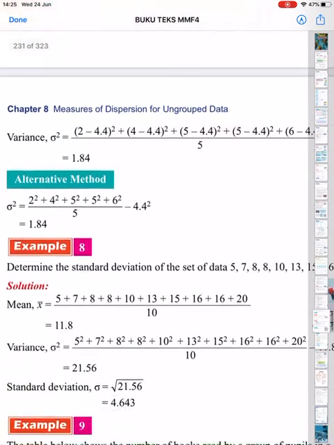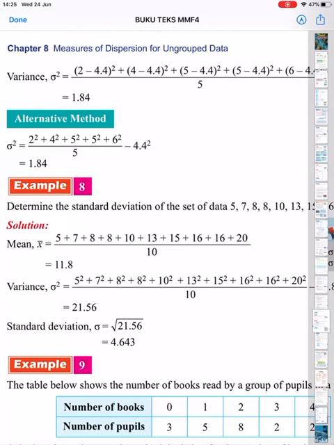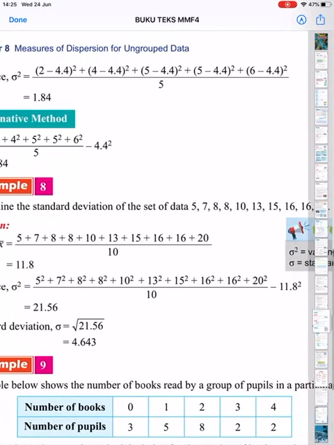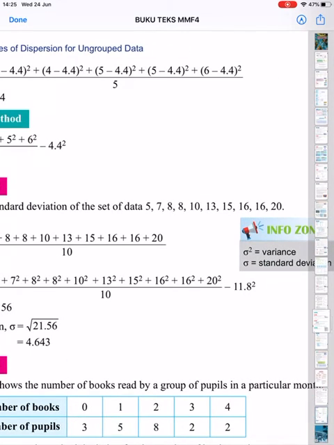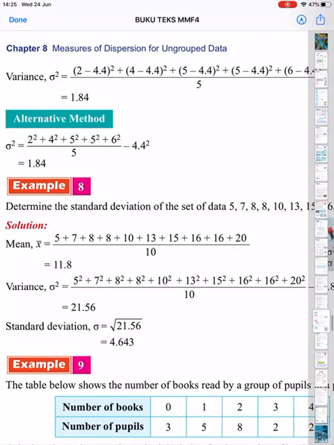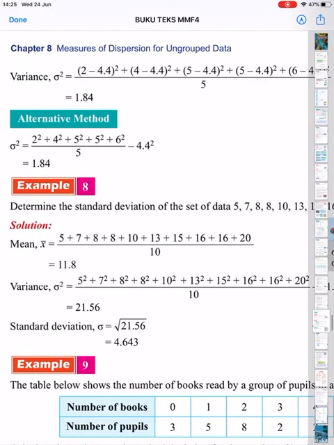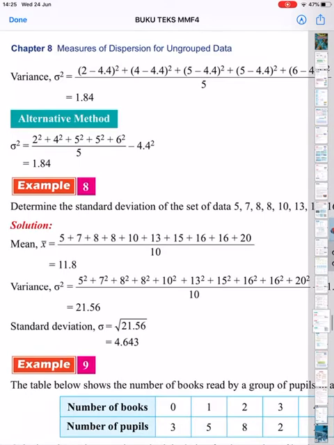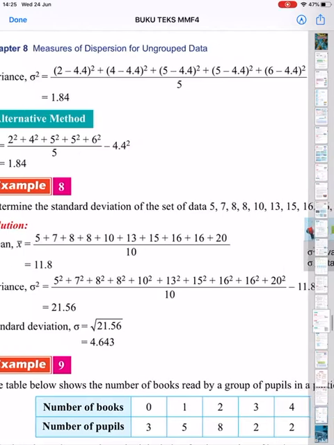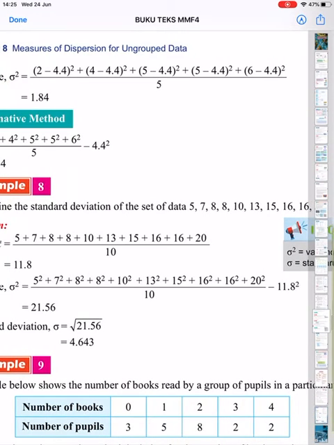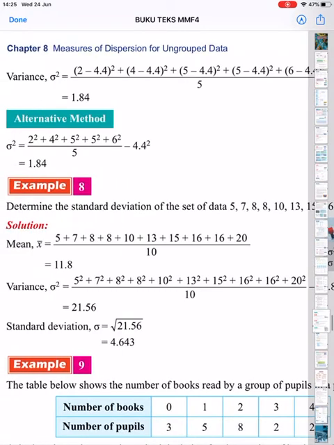Next, example 8. Determine the standard deviation. In order to get the standard deviation, we must calculate the variance first. To calculate the variance, we must have the mean first. Add up all the data, divide by the number of data, which equals 11.8. Then for the variance, we square all the data, divide by the number of data, minus the mean squared, which equals 21.56. For the standard deviation, we just take the square root of the variance.